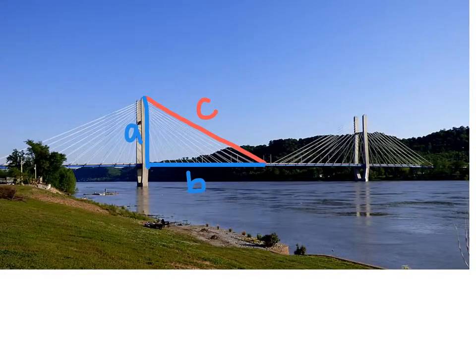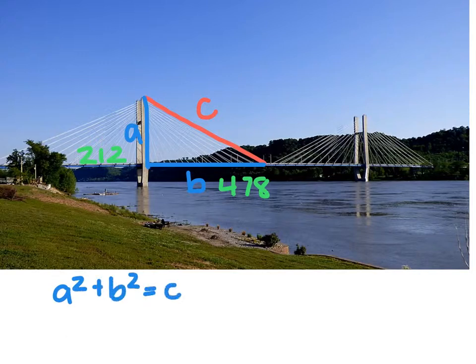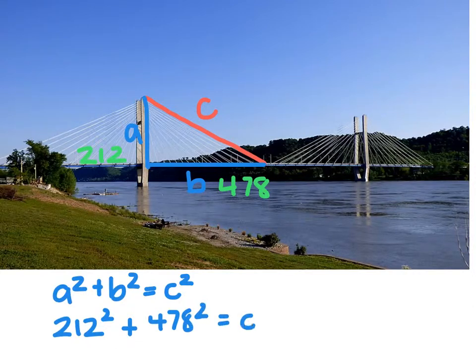So, back to our bridge. Let's say we know the length of the legs. Leg A is 212 feet, and leg B is 478 feet. So to find the length to the nearest foot of the red cable, the hypotenuse, or C, we're going to use the Pythagorean theorem. That means A squared plus B squared equals C squared. So we have 212 squared plus 478 squared equaling C squared.